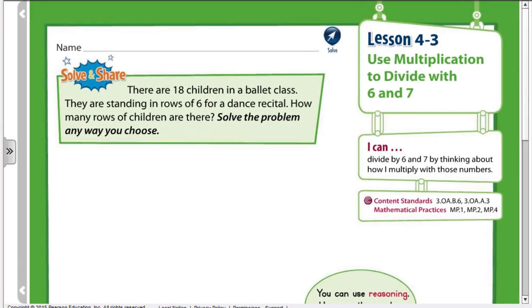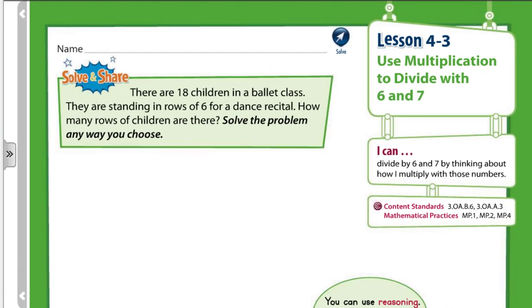Okay, my heroes, today we'll start in lesson 4.3. Use multiplication to divide with 6 and 7.